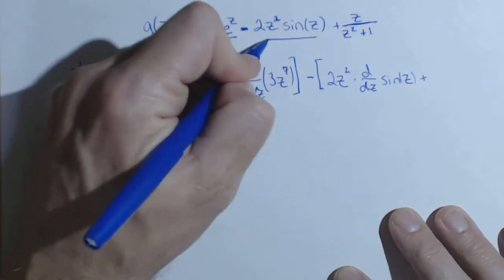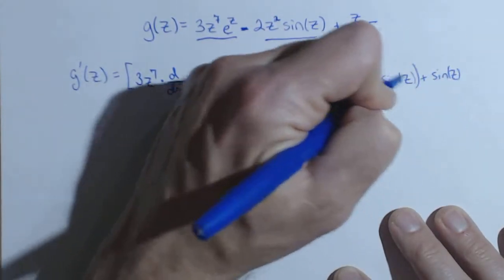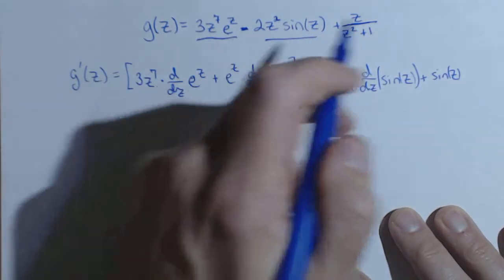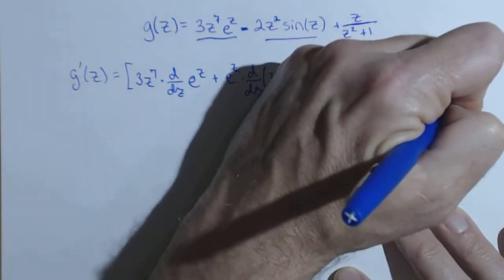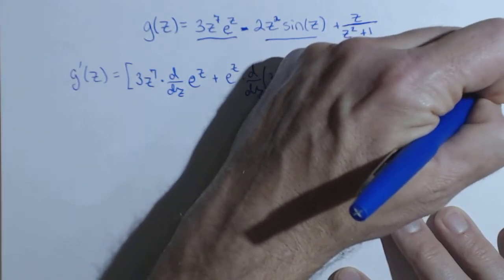Plus, this is another product rule on this guy. Now I'm going to hold the sine of z constant. Let's put a set of parentheses around there. Times the derivative of 2z squared. Derivative with respect to z of 2z squared.